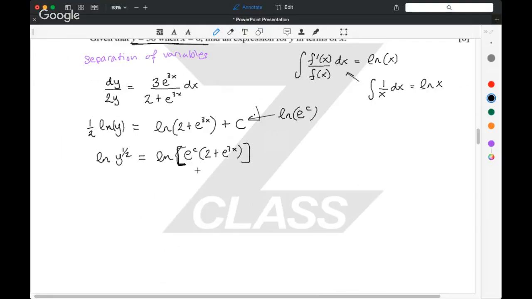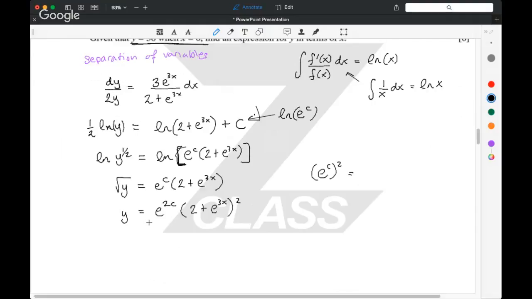Okay, well now I'm going to take the exponential of both sides. I'm going to get that the square root of y is equal to e to the c times 2 plus e to the 3x. And then we're going to square both sides, so I'm going to get that y is equal to e to the 2c. Remember that if I go e to the c all squared, I just multiply the exponents. Times 2 plus e to the 3x all squared.